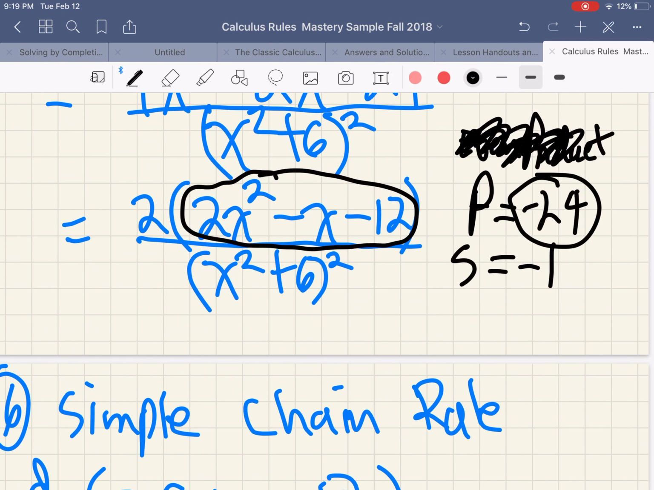All right, so that is the quotient rule. Again, go back to the start, go through it, take your time and then try and do it yourself. All right, good luck.